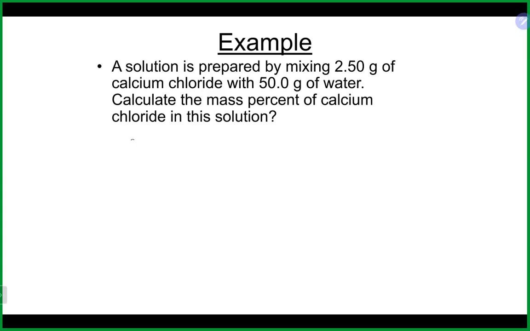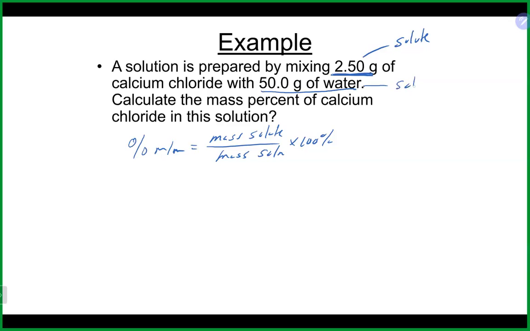So we're looking for the percent by mass here, and that's going to be our mass of our solute divided by the mass of the solution times 100%. In this case, our solute is the calcium chloride. That is the smaller part. Our water is our solvent in this case. That means the mass of our solute will be 2.50 grams.